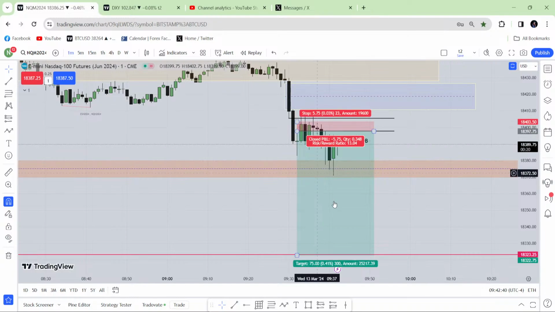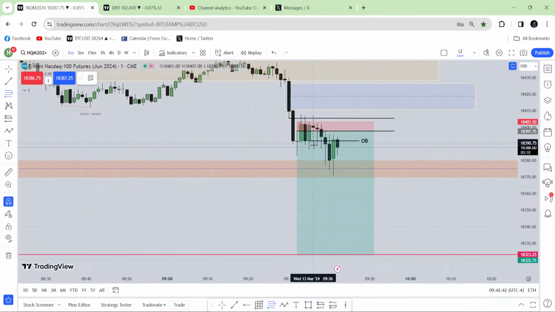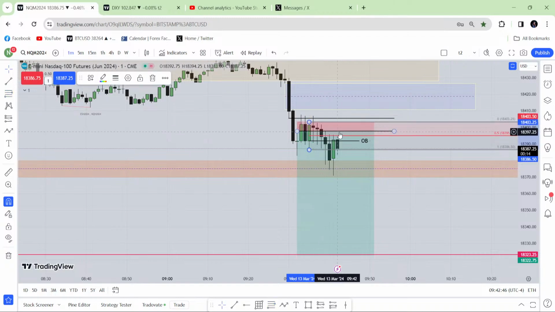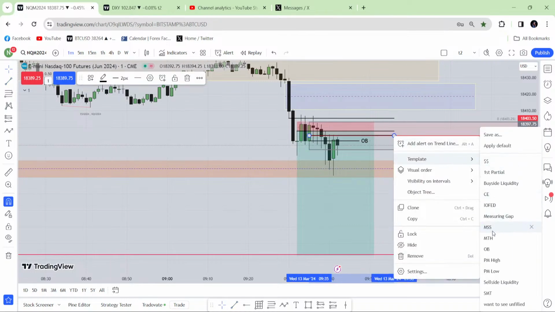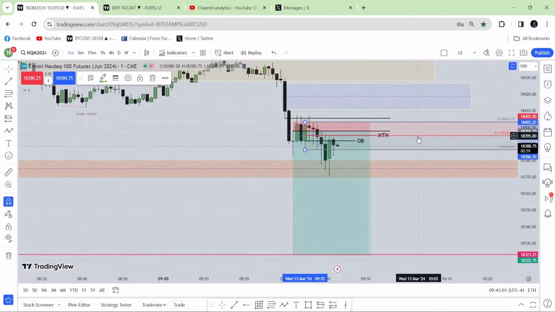The market should not close above the mean threshold of that order block. Over here, this is the 50% of that order block. Over here, it should not close above the mean threshold of that order block.